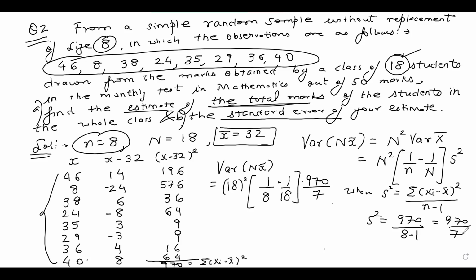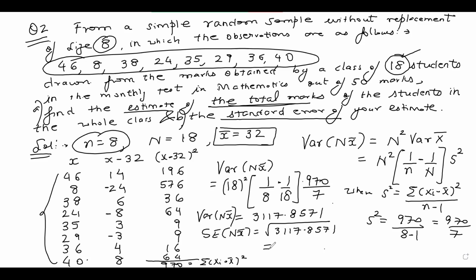If you use your calculators, which you're allowed to use, variance of nx bar comes out as 3117.857. Students attending this lecture can cross check using a calculator right now. This is the variance of nx bar. So the standard error of nx bar will just be the positive square root of the variance, which is 55.8. So this is the final answer for this particular question.